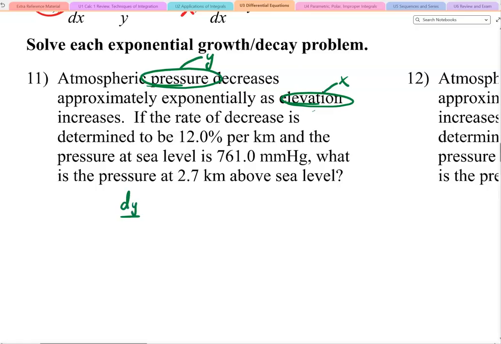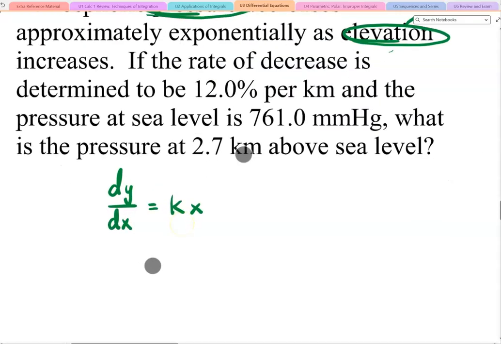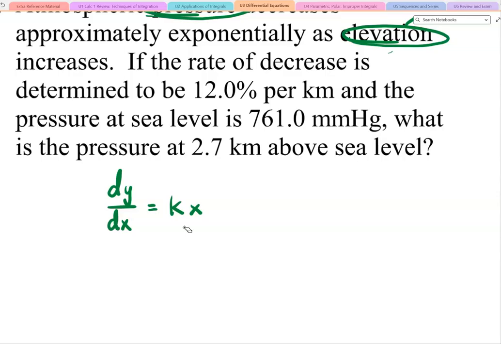If a function grows exponentially, then that function's derivative grows linearly. So there's a linear change in the derivative itself. And I already made a little bit of a mistake. I got my variables in the wrong spot here. So this should be k times y. So a percentage or a portion of the pressure is how much we would increase or decrease by as our elevation changes.